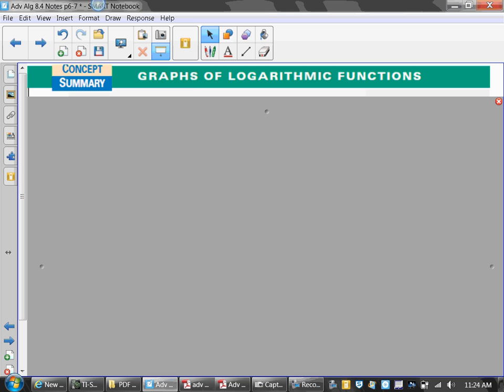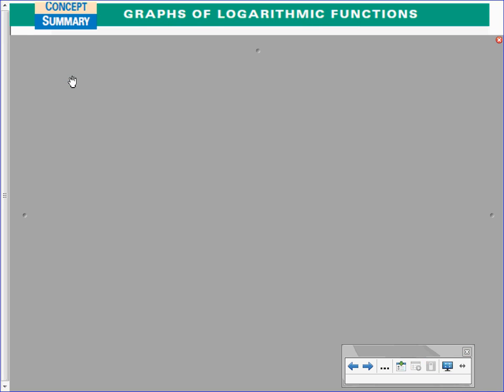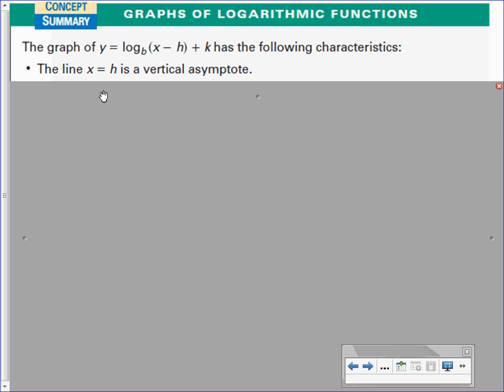So, when we are graphing logarithms, there are a few rules that you have to follow. Now remember, your graphing calculators themselves will be able to do a lot of this work, but you have to know how to set it up. So the graph of every log function has the following characteristics. Notice, we have an h and a k.